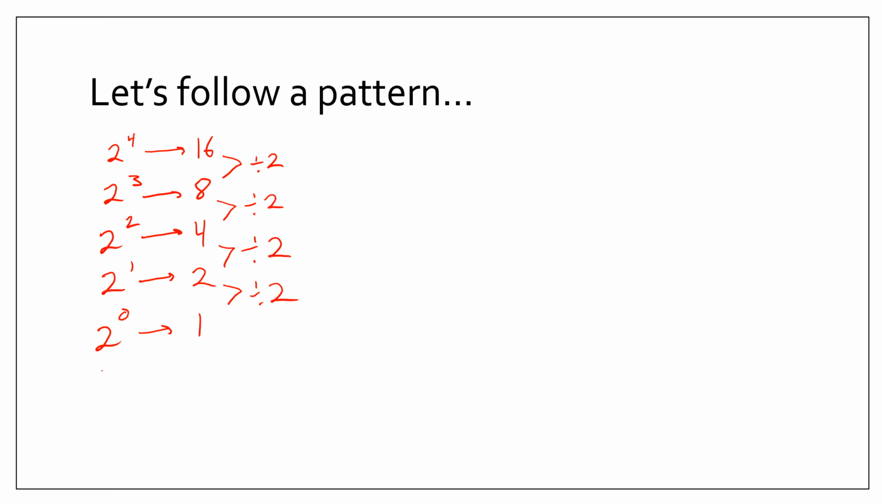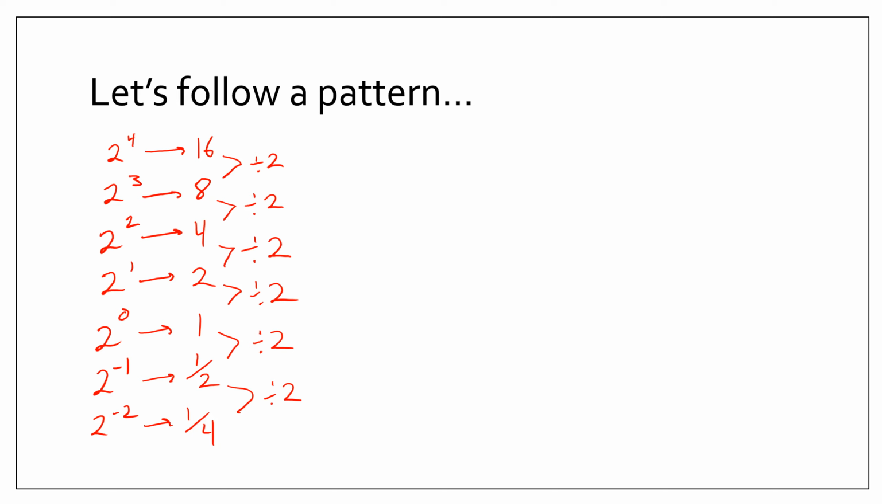Similarly, let's continue following the pattern into negative exponents. So 2 to the negative 1. Shouldn't I just keep dividing by 2? What's 1 divided by 2? Let's just write it as 1/2. 2 to the negative 1 is 1/2. What's 1/2 divided by 2? Well, that's the same as multiplying by 1/2. So 2 to the negative 2 is actually going to be 1/4 if I continue the pattern.